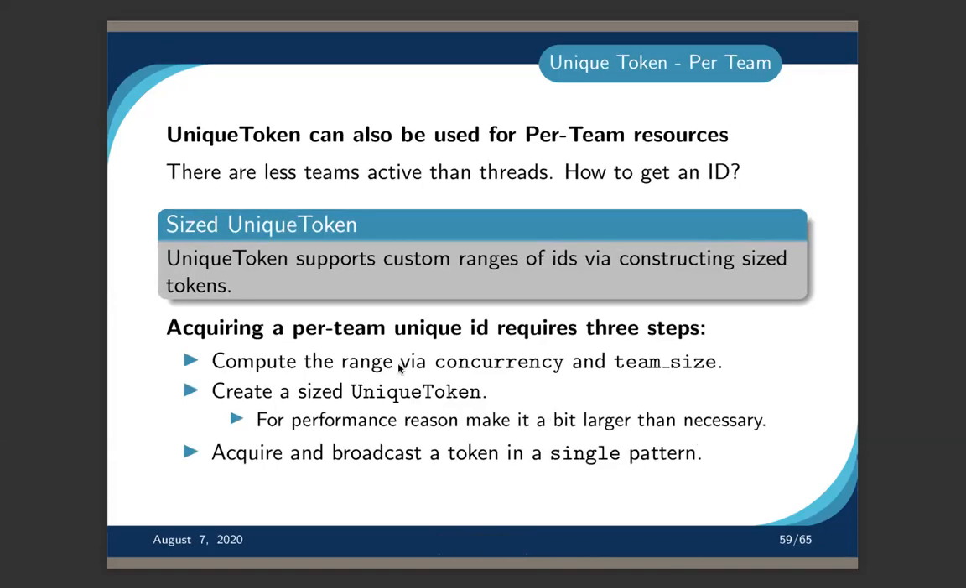And if you do that, it essentially requires 3 steps. So first, you compute the range you need, essentially using concurrency and team size. I'll show you that in a second. Then you create that sized unique token, and usually for performance reasons, you make it a little bit larger than necessary. I'll talk about that in a second too. And then you acquire and broadcast the ID from the token using a single pattern. Let's look at that code for a second.